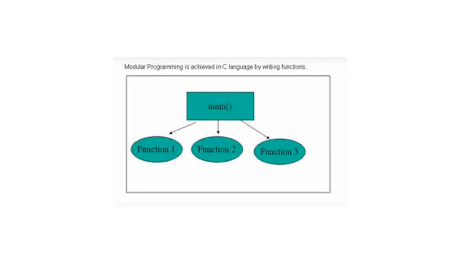And there's one more picture. I think this picture is clear to you. As we can read here, modular programming is achieved in C language by writing functions. We have a main function, and from it we are dividing into function 1, function 2, function 3, and so on. It doesn't mean that we can have only 3 functions. This is only a picture representation. We can have any number of functions inside a program.